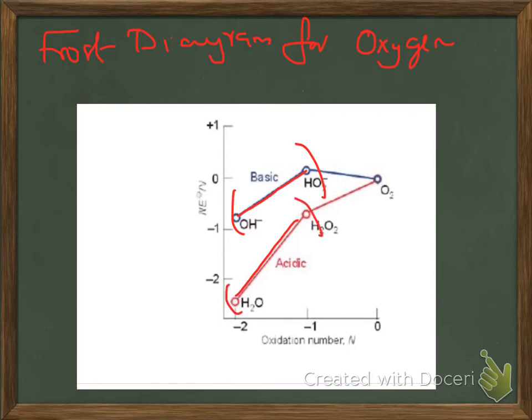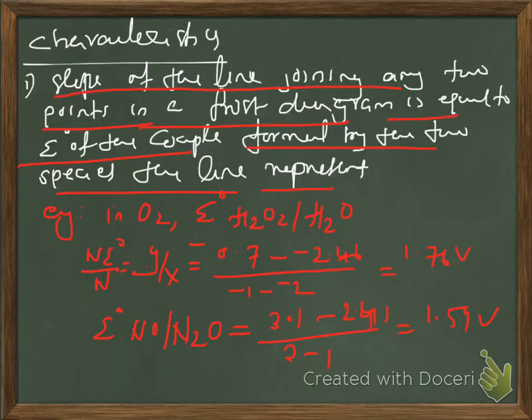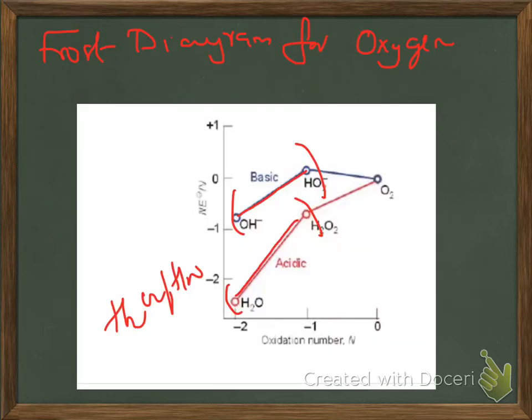If you find slope of this line, you will get reduction potential or electrode potential of this couple. Which couple? H2O2 by H2. That is the first statement. For example, in diagram for oxygen, E0 H2O2 by H2O can be calculated from the slope of the line representing those two species. Slope means y by x, then nE0 by n. See here. Consider this couple H2O2 by H2O. Here you have to calculate delta nE0 by delta n.